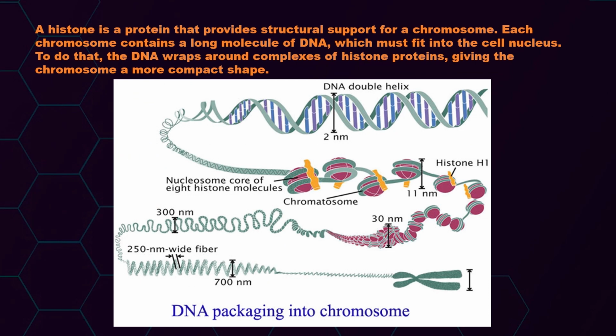So the last protein is histone. Histone is the protein that provides structural support for a chromosome. Each chromosome contains a very long molecule of DNA, and this DNA must fit inside the chromosome, as well as all the chromosomes must fit inside the cell nucleus. To do that, DNA wraps around the complex of histone proteins, giving the chromosome a more compact shape. So histone proteins are linked with DNA packaging into chromosomes.